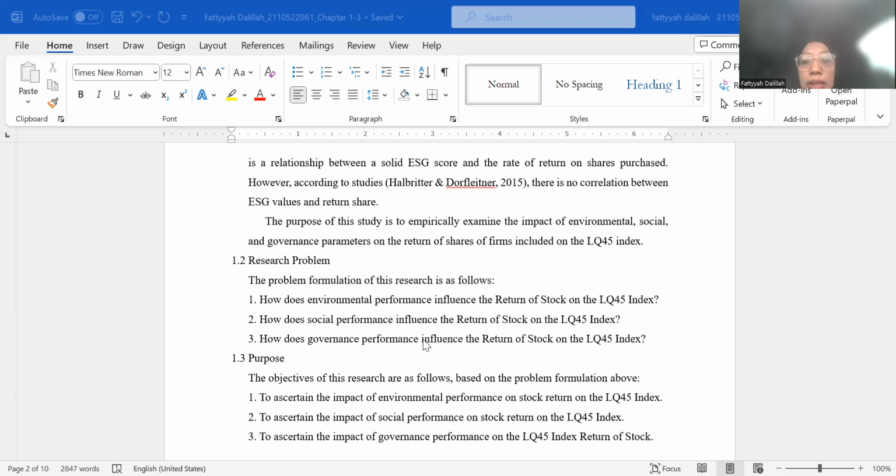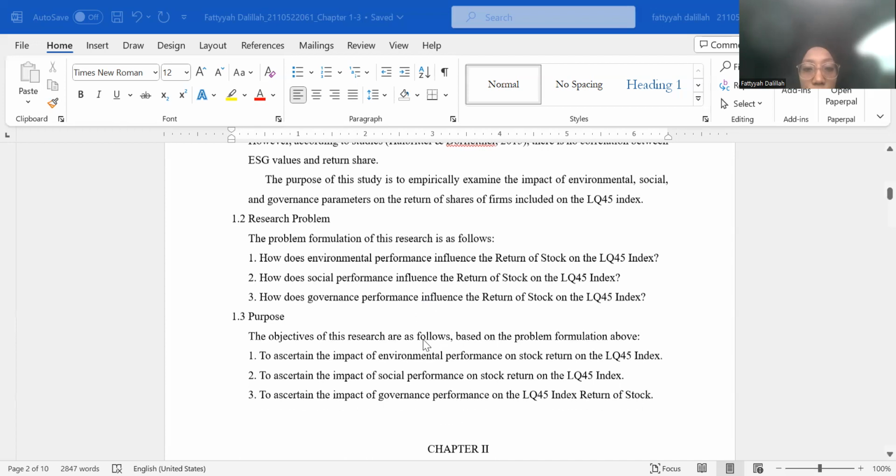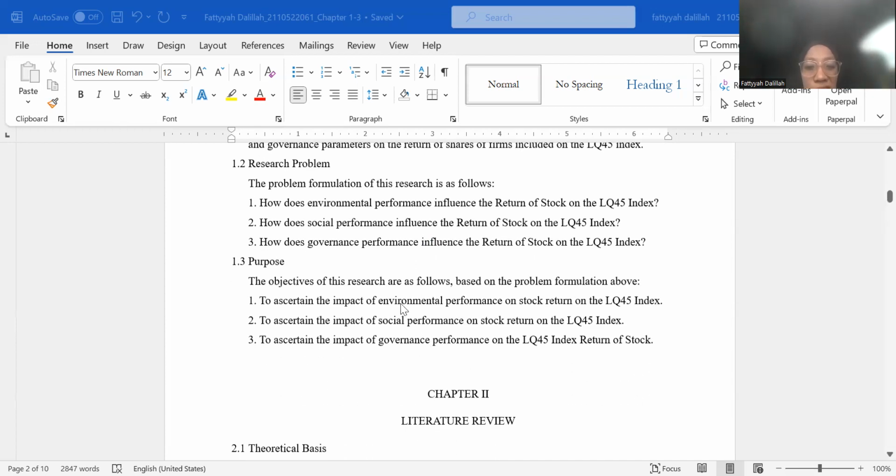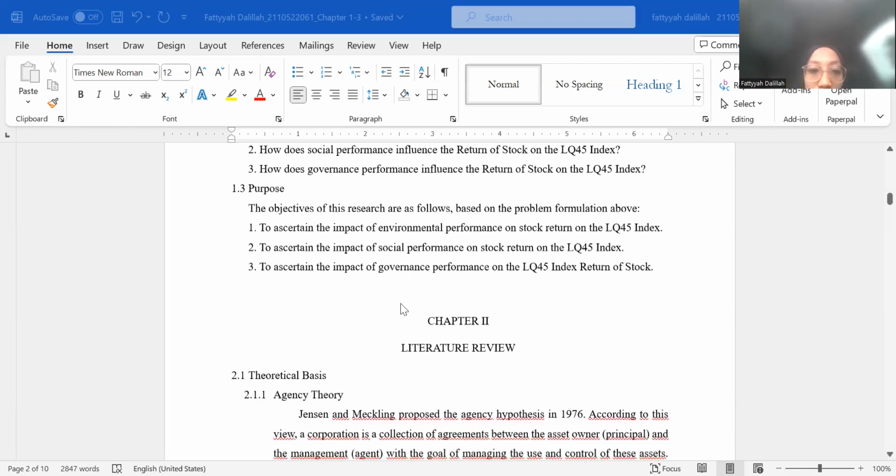This is the purpose of the topic that I chose: to ascertain the impact of the environmental performance, to understand the impact of the social performance, and also the governance performance on the stock return on the LQ45 index.